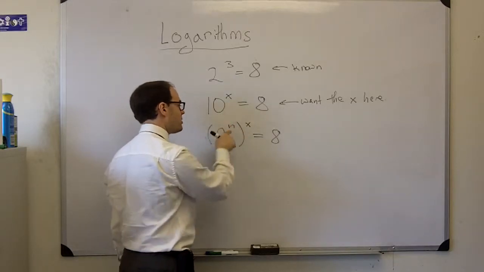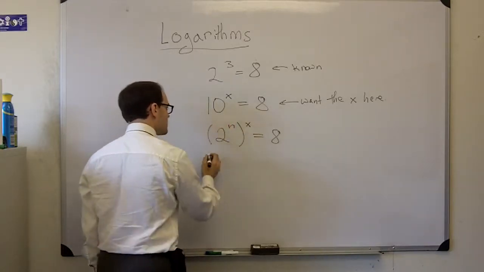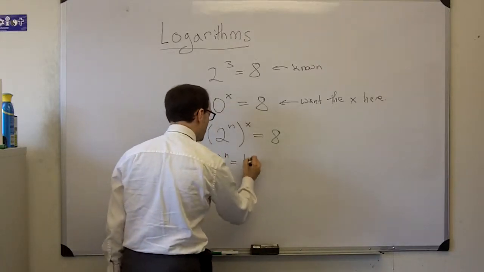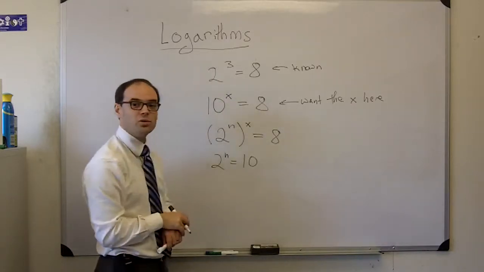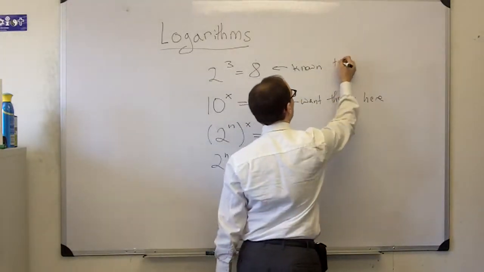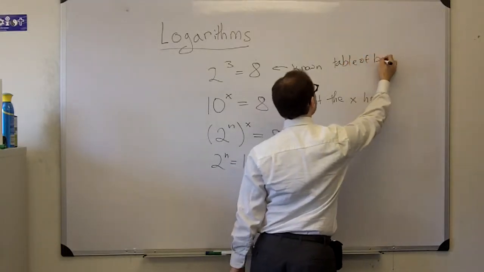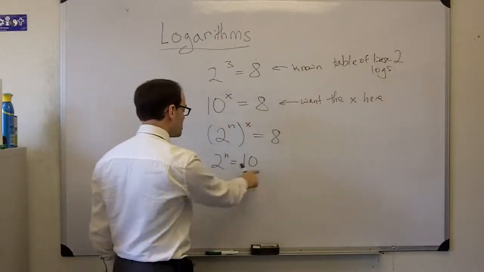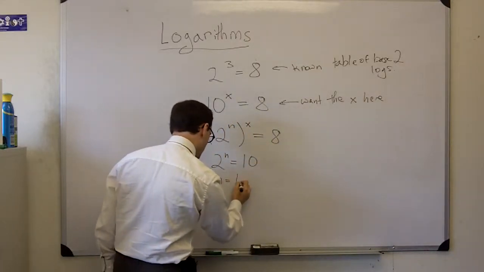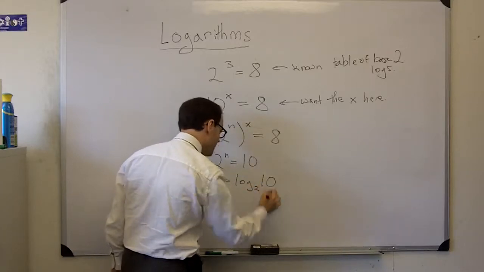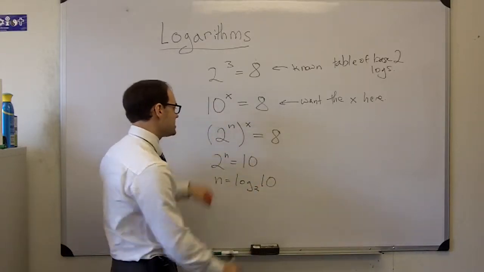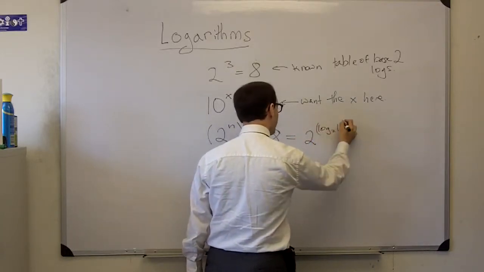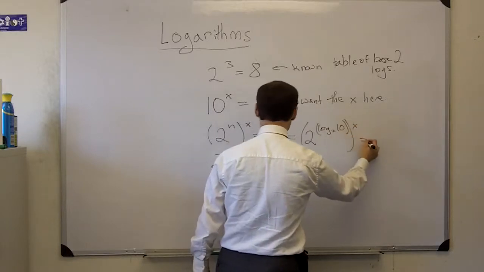But wait, this exponent rule lets me do that, right? I now have transferred the problem into solving 2 to the n is equal to 10. That's another logarithm problem. Maybe I've got the table of base 2 logarithms around. So we have the known table of base 2 logs. That's what we're going to do here. I want to use my base 2 logs to find log base 2 of 10. So that says 2 to the log base 2 of 10, to the x, equals 8.